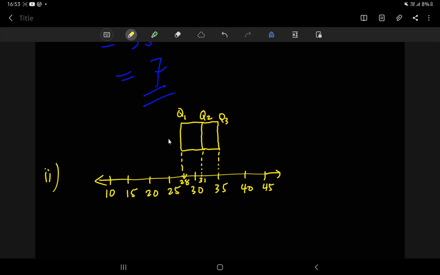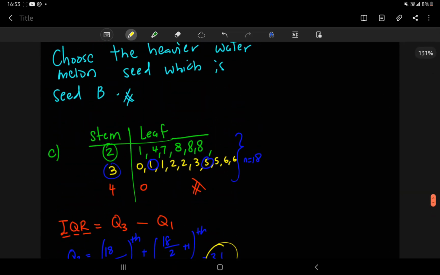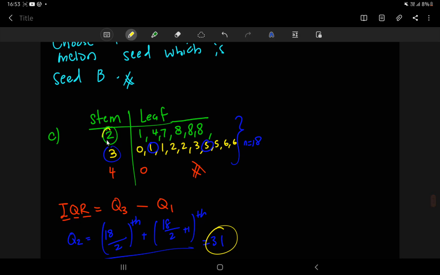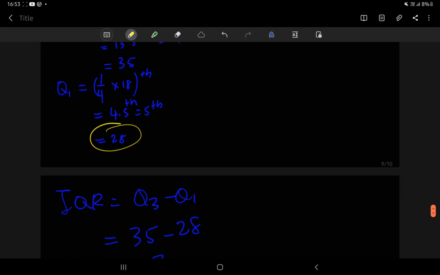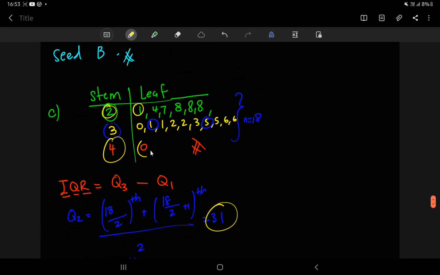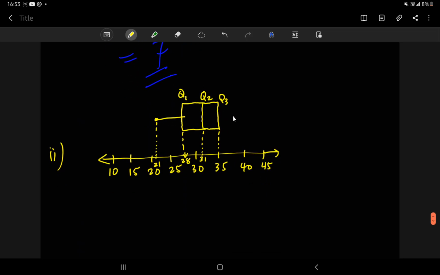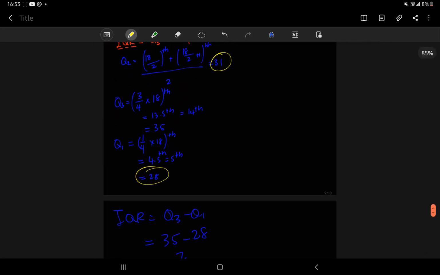And then our left tail is the minimum value. The minimum value from our stem and leaf sketch is 21. So 21 is about here, and then this is the tail. And our right tail is the maximum data value, which is 40. So it's about here. Okay, so this is our box and whisker plot.